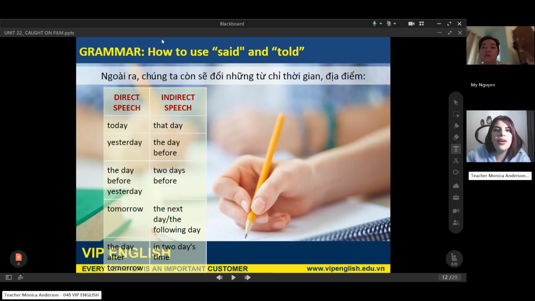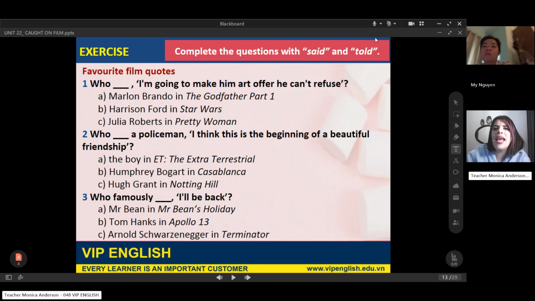Now let's see how to use them. I just showed you, you know that, so you saw how to use them. Well, now let's see. Complete the questions with said and told. As I told you, told should be followed by an object pronoun, said no. Okay, let's do this one.